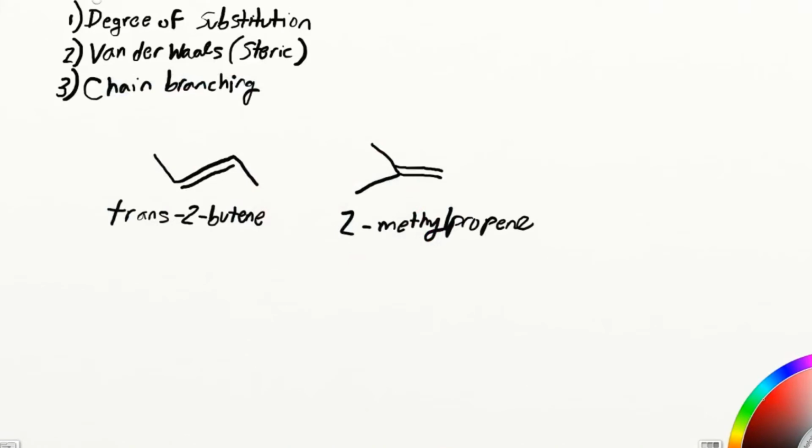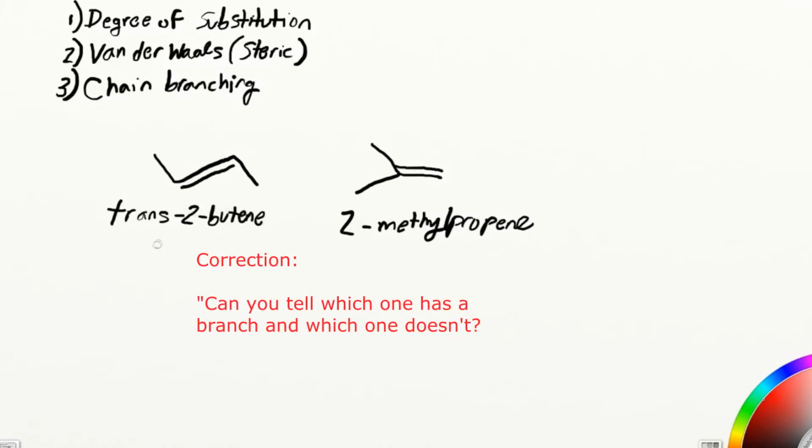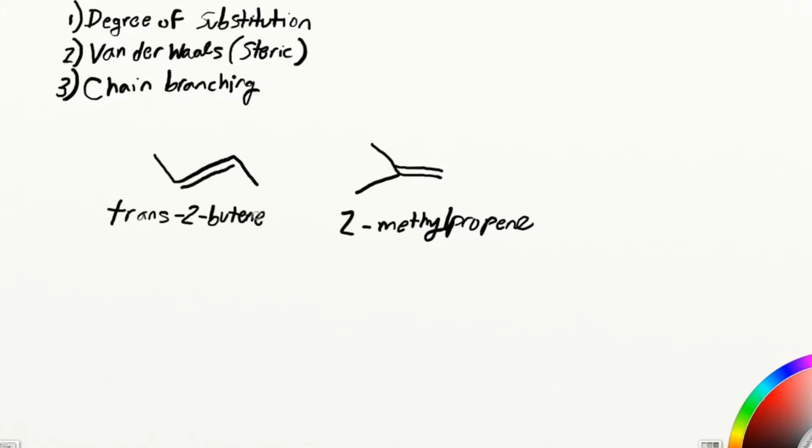So the final rule in determining the stability of alkenes is chain branching. And let's compare these two molecules. We have trans-2-butene and 2-methylpropene. Fine. Now, can you tell just by looking which one has a chain and which doesn't? It may not be easy to tell, so I recommend looking at the name. If you don't have the name, then you can simply look at the parent chain.